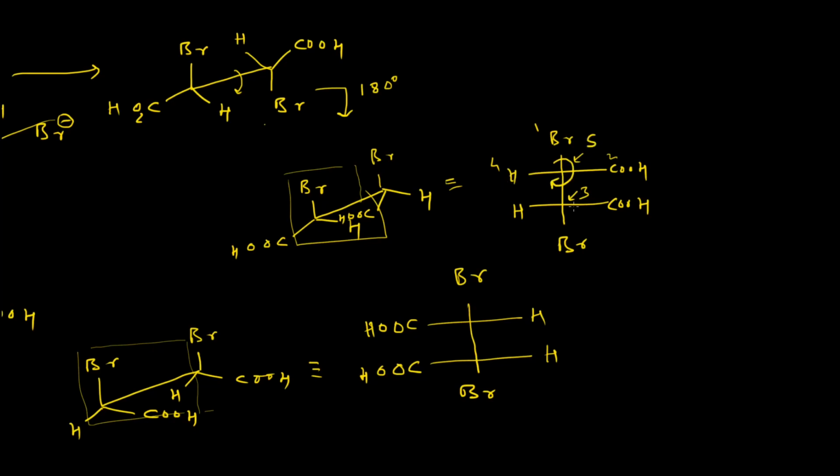it will be S configuration, and in this case 1, 2, and this big group is 3, so anti-clockwise rotation, but hydrogen is placed in a horizontal position, so that's why it will be R. So this center is of S configuration and this center is of R configuration. In the same way, anti-clockwise rotation, but hydrogen is horizontal, so it will be R, and this center will be S.